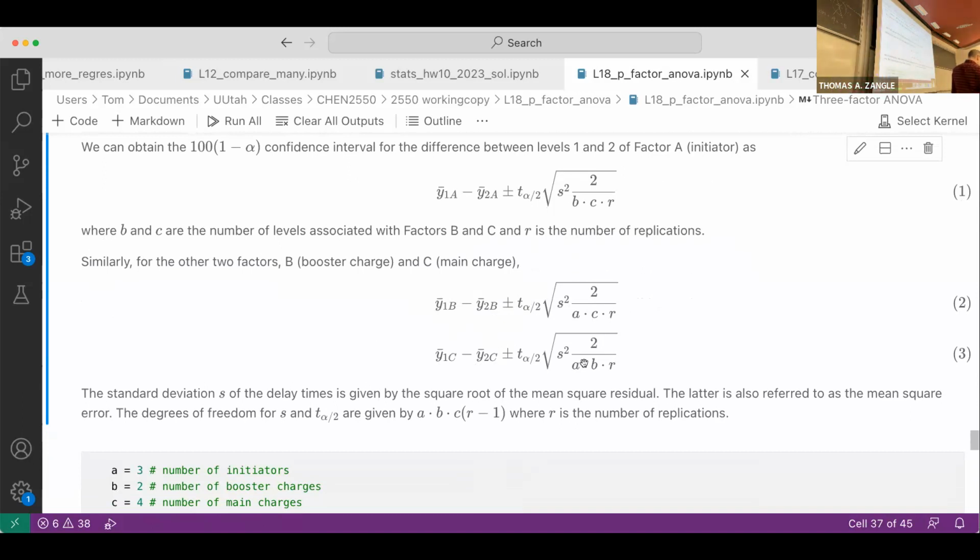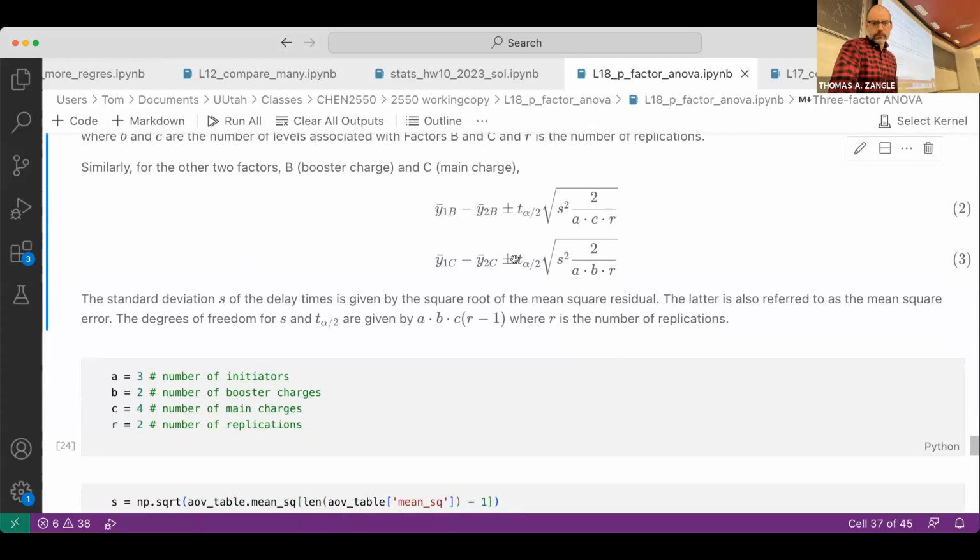The two levels in the confidence interval, can you compare the two confidence intervals? Yeah, so this is a pairwise confidence interval, between two levels. Exactly. In this case, we had multiple levels for main charges, we had 4 levels, and we can then actually do this. Yeah, good question.